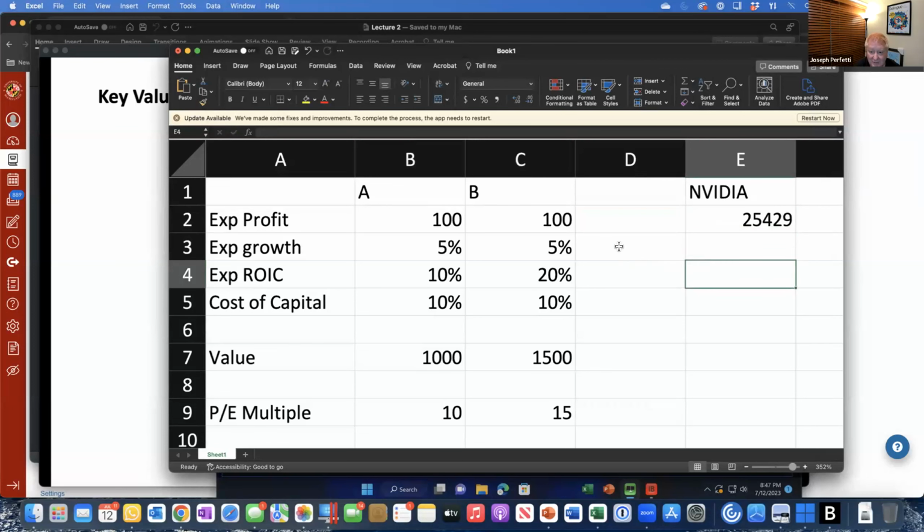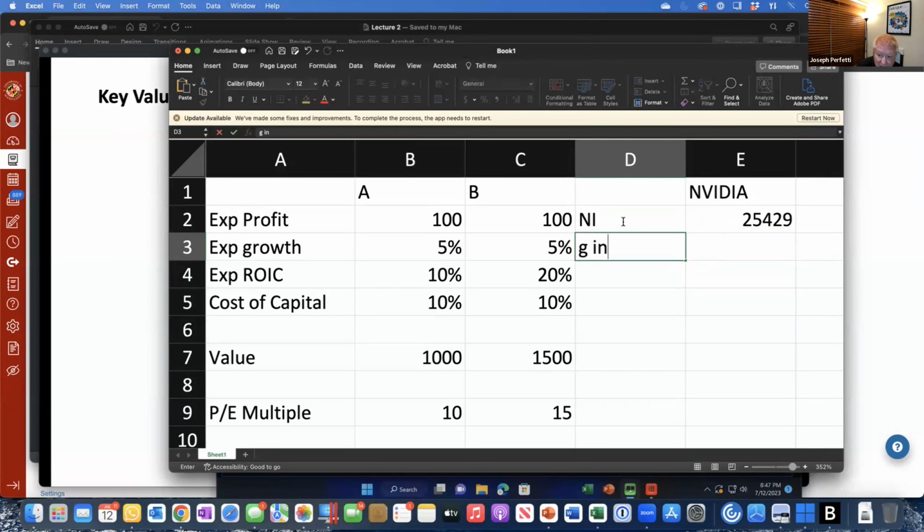This is net income. This is growth in net income. This is return on equity. And this is cost of equity. All right, so what is their return on equity?